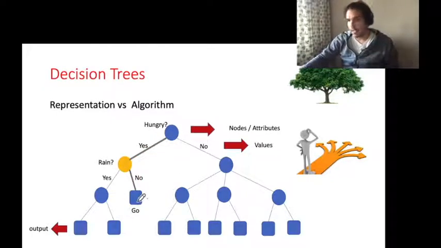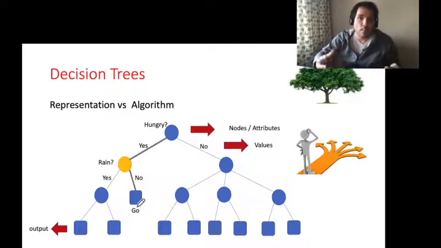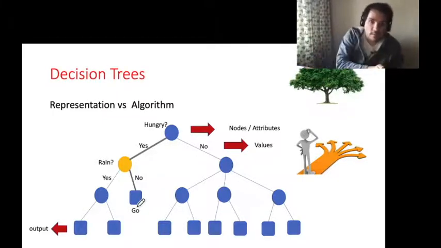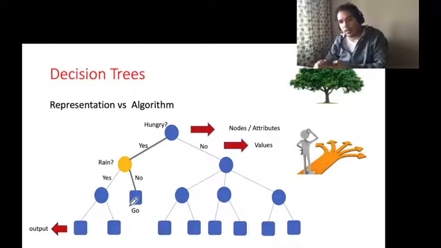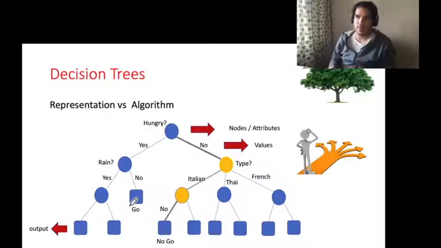Now all these leaf nodes are going to be the output of my model, if you like, indicating, in this case, a positive example, for example, that I will go into a restaurant because I'm going to like the restaurant, or a negative example, that I'm not going to the restaurant.